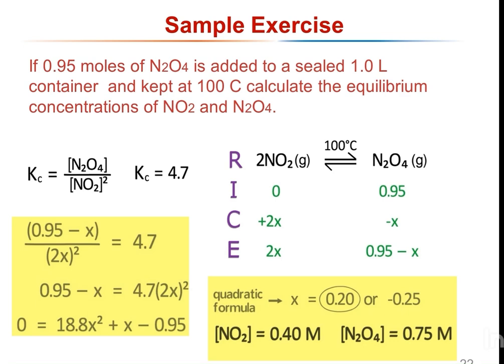We have x as 0.2, so we put it all in the right way. We have NO2 as double, 0.4, and N2O4 is 0.95 minus 0.25, which is 0.75.